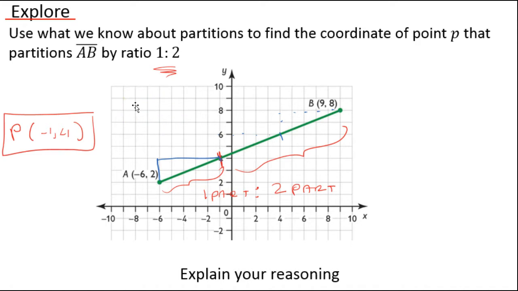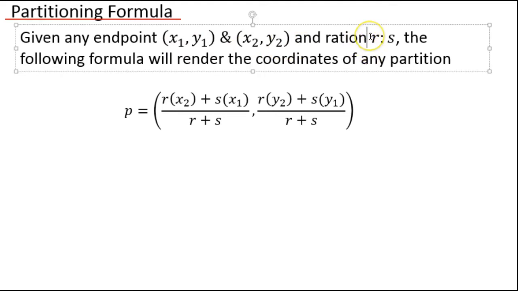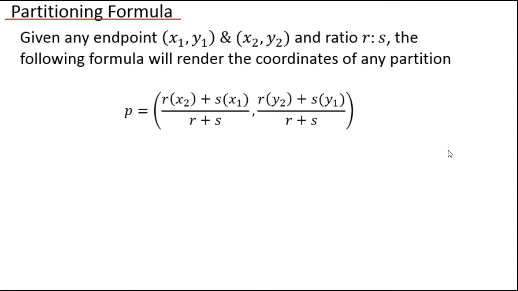So if we keep going, we can actually find the same exact point by applying the partitioning formula. So given any two endpoints or any segments that's graphed on a coordinate grid or a Cartesian plane, we know we're going to have an x1, y1, x2, y2. They're going to give us, not the ration, but I should say ratio. They're going to give us a ratio r to s. The following formula will render the coordinates of the partition. So let's apply this formula.